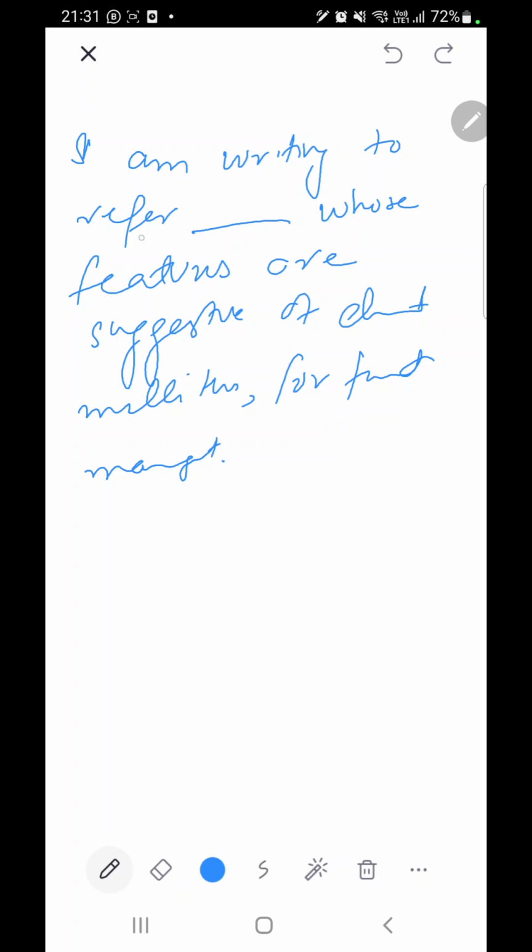So we can write it down. I'm writing to refer Mr. XYZ, whose features are suggestive of diabetes mellitus, for further management. This is the introduction, or your reason for writing should be clear in the introduction. So in this case, we can write down, let's say, Mr.